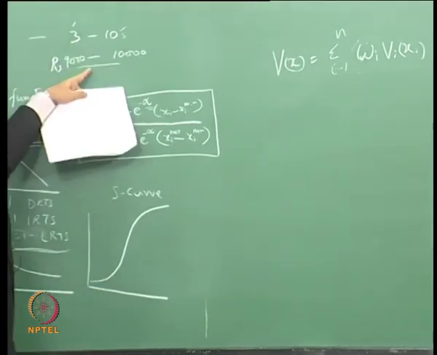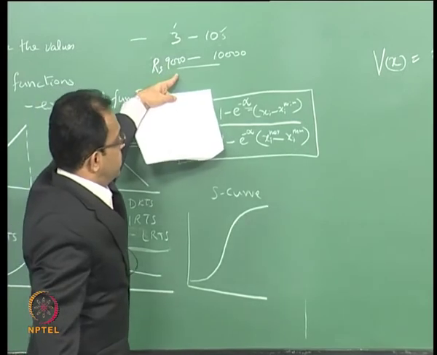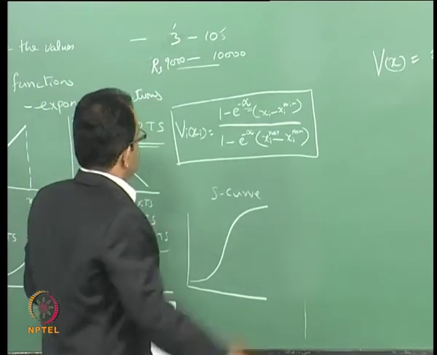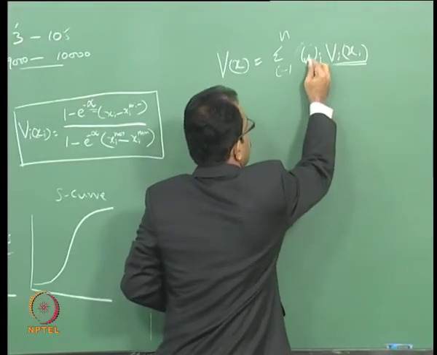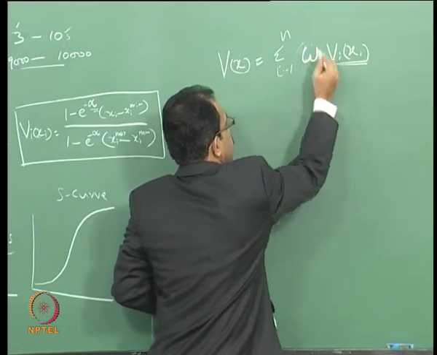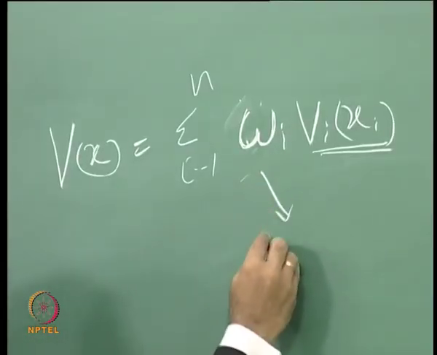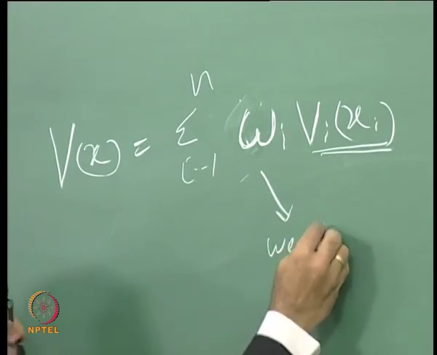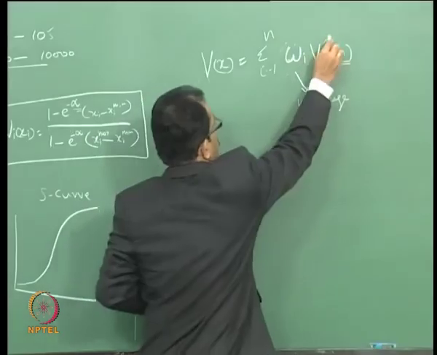You will have many objectives, because one could be the time, one could be the cost, and the other could be the reliability, or any other objectives. You can use any one of these, or all the objectives. You will get Vi(xi) for all these objectives, and then we have a weightage factor Wi, which is the weightage for each individual objective, and this is the value function.